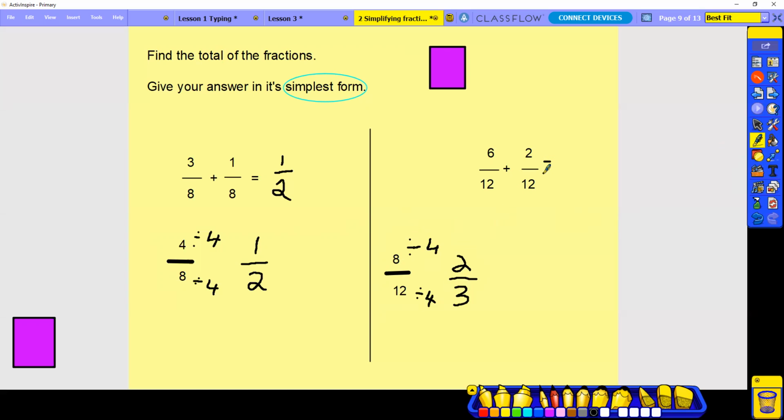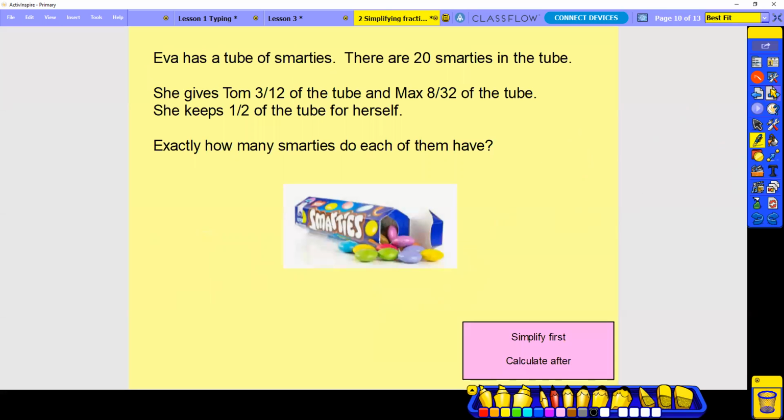So let's write that here. 2/3. Okay, so you'll find these a little bit further down on your sheet, okay? Right. Eva has a tube of Smarties. There are 20 Smarties in the tube. She gives Tom 3/12 of the tube and Max 8/32 of the tube. She keeps a half of the tube for herself. So we did this question yesterday and it's a very similar question, okay? So we just need to work out what we need to do.